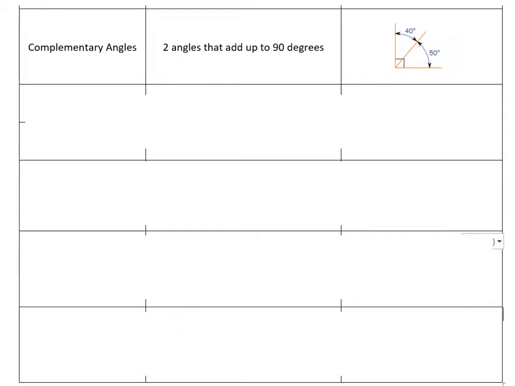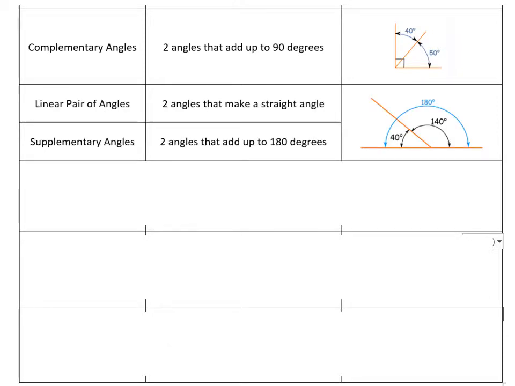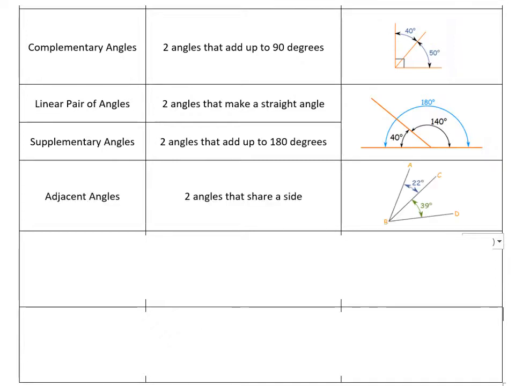Complementary angles are two angles that add up to 90 degrees. Linear pair, supplementary pair, they're very similar. A linear pair is two angles that make a straight angle, which means they're also supplementary, meaning two angles that add up to 180 degrees.